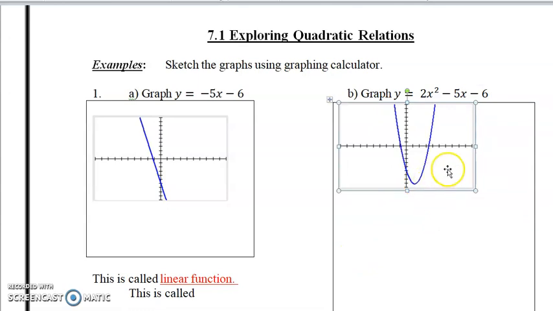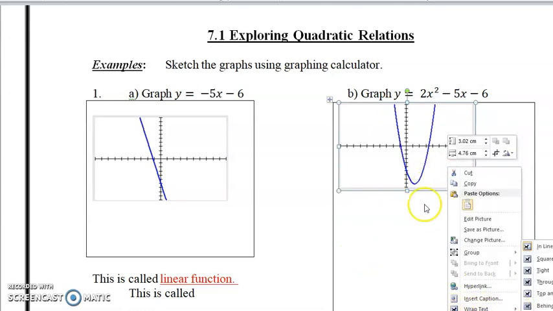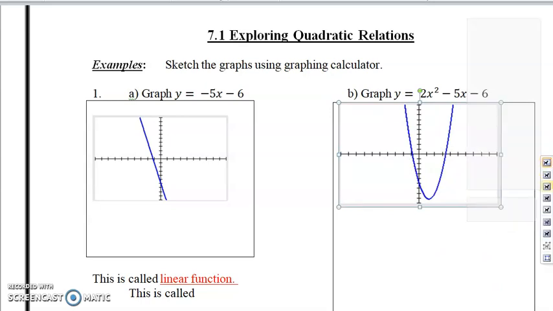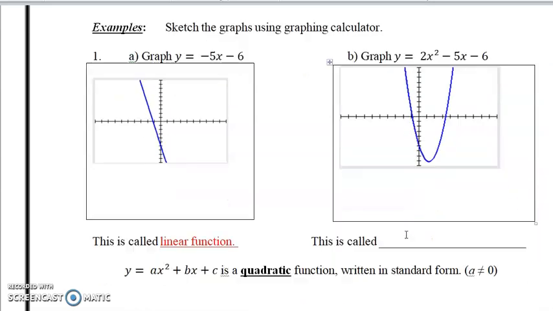Okay. All right, there we are. And this is called a parabola. So parabola is the shape. And we're going to talk about what this represents as we move forward. The shape it takes is called a parabola.